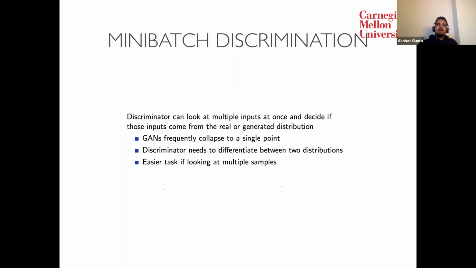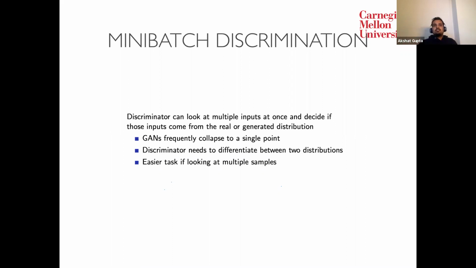Mini-batch discrimination, that's one of the things proposed by this paper to counter mode collapse. So the reason mode collapse occurs is, well, we know why it occurs, but from the perspective of the discriminator, what's happening is that the discriminator is not able to recognize mode collapse because it's looking at the images produced by the generator one at a time.